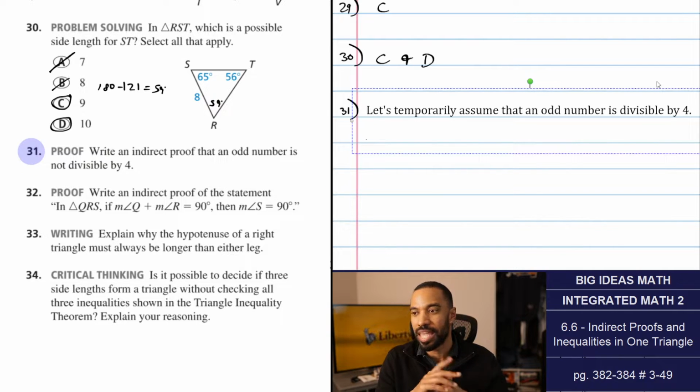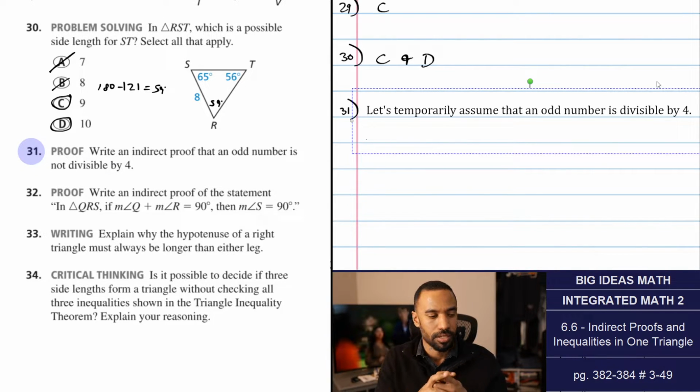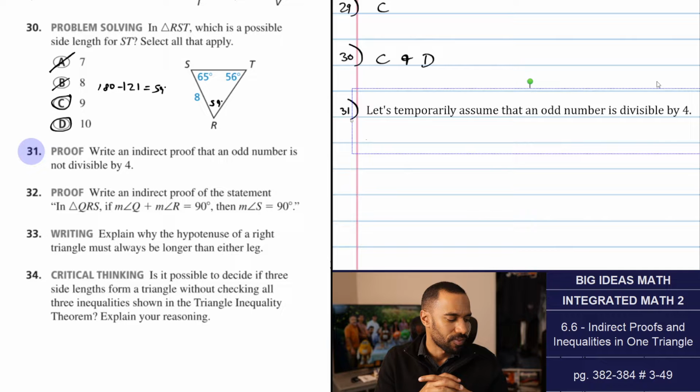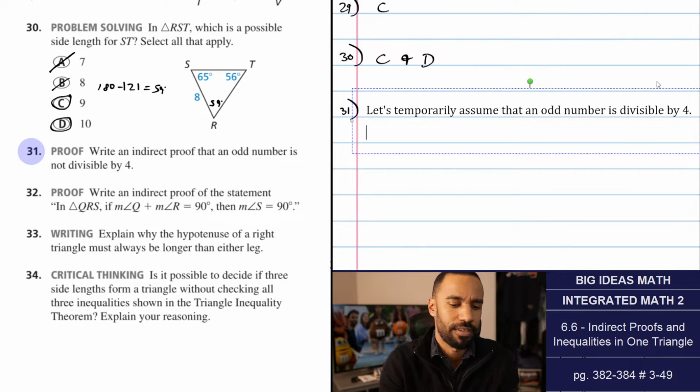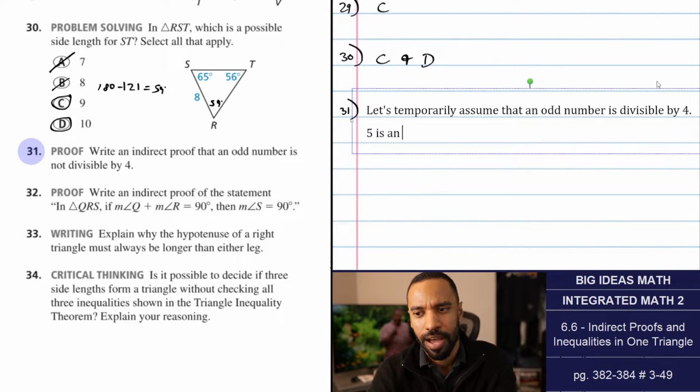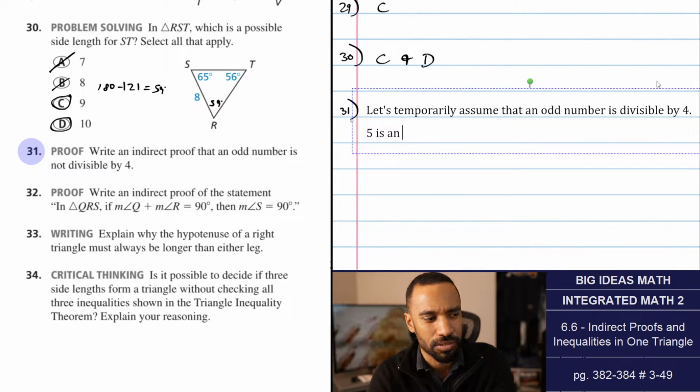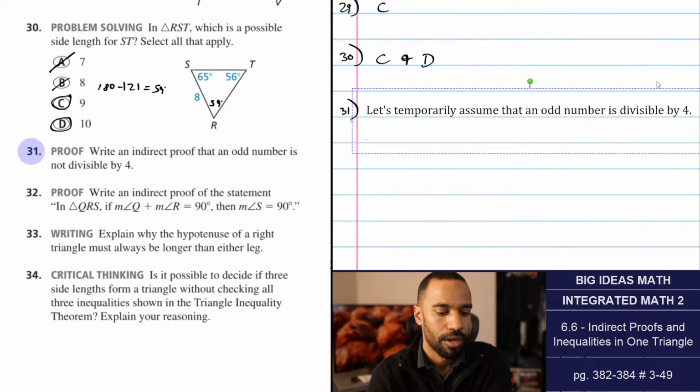Wait, let's assume that it is. Can I just use an example? 5 is an odd number. But that doesn't use all of them. I'm going to write this out and see how this works. I don't think that this works, though. No. I don't want to use an example like that.